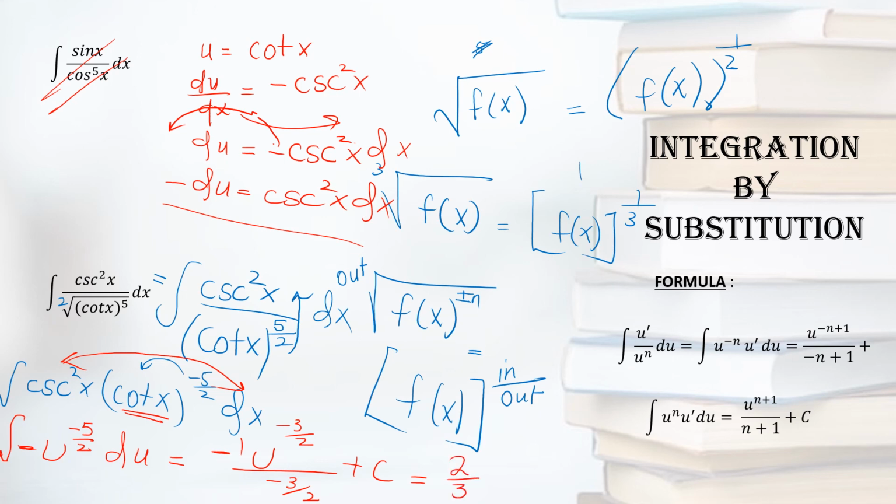positive 2 by 3. Now u has a negative power, so write it down in the denominator to make a positive power. Now replace the u by cot x, because in the start you already supposed that u is your cot x, and write down the power 3 over 2 plus c. So that is how we can solve these kinds of functions by the long method of u substitution. In the previous video I already explained how you can deal with these kinds of questions without applying all these steps. In one step you can write down the answer.